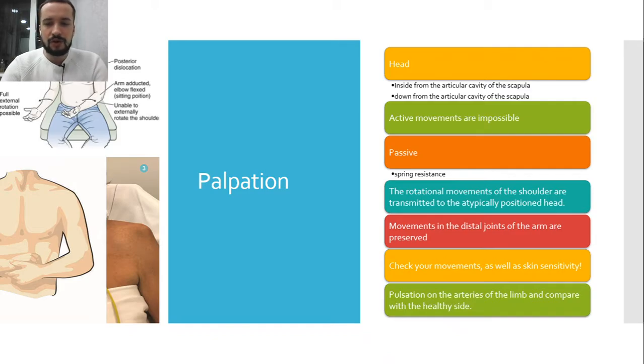Movements in the distal joints of the arm are preserved in full. Movements as well as skin sensitivity the surgeon must necessarily determine. You remember, yeah? Since dislocations can be accompanied by nerve damage, the axillary nerve most often. Damage to the main vessels is also possible, so you should check the pulsation on the arteries of the limb and compare it with the healthy side.